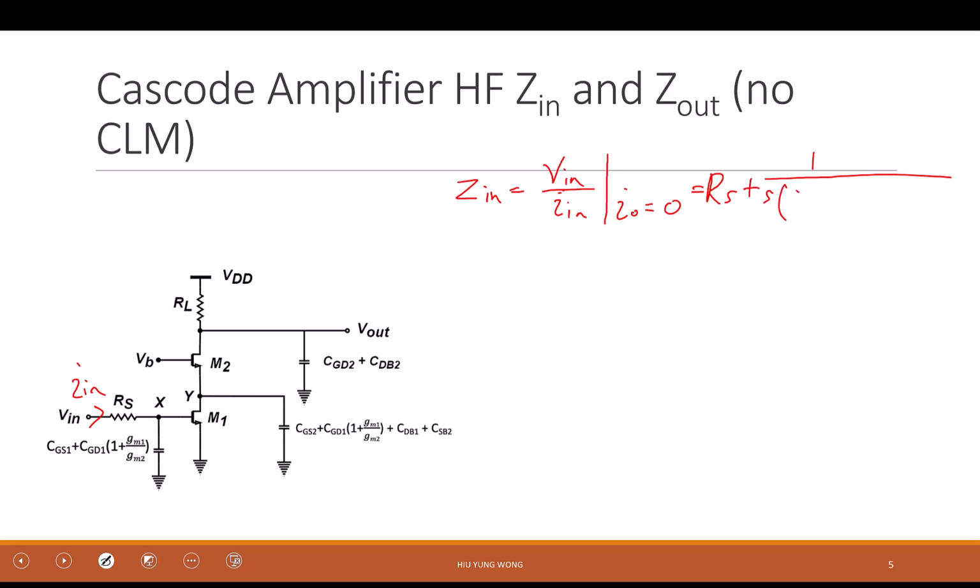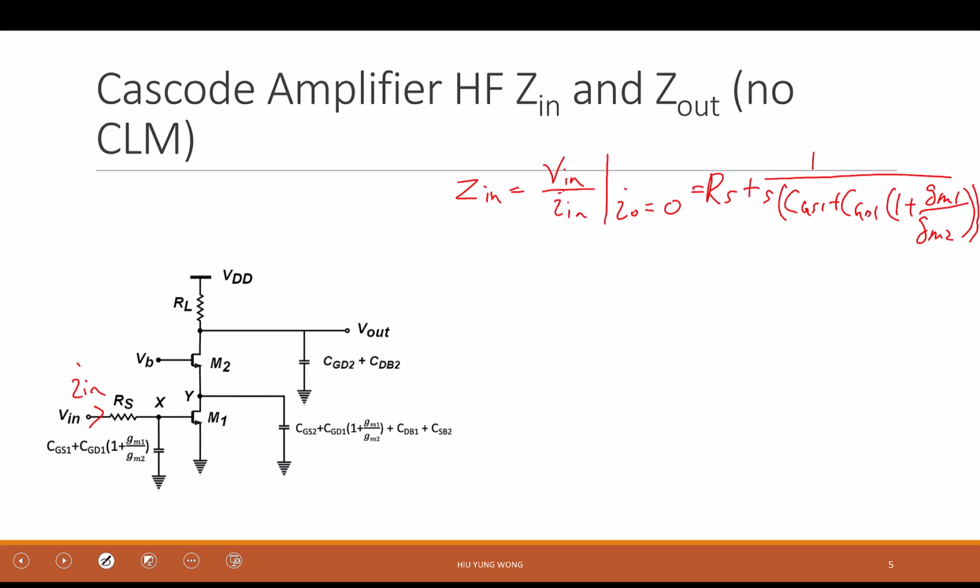Right, I just copy the whole capacitor, CGS1 plus CGD1 times 1 plus GM1 divided by GM2. Okay? It's too easy, right, that you think it is strange. But the good thing is that now, because GM1 divided by GM2 is approximately equal to 1, I don't have a big Miller cap. So the impedance here has a small capacitor instead of a large one.